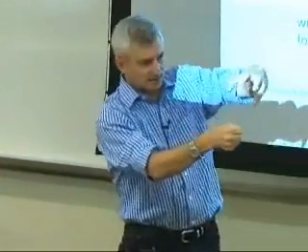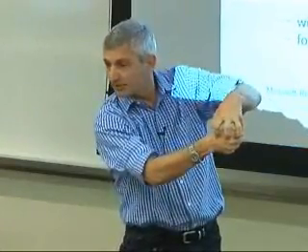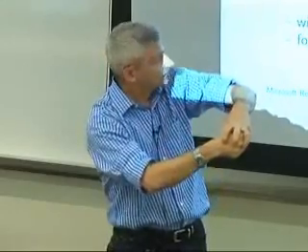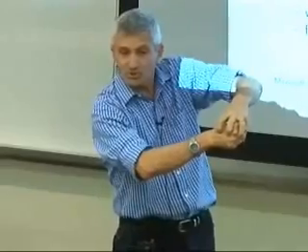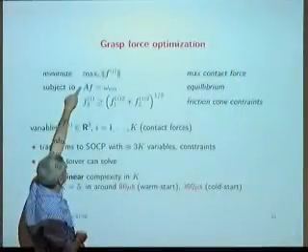So this is for a robot. You have a rigid body, and there are fingers grasping it. And you have to decide the forces on these fingers. They have to resist a given wrench, a force and a torque on the body. You have to resist that. That's this. That's six equations.